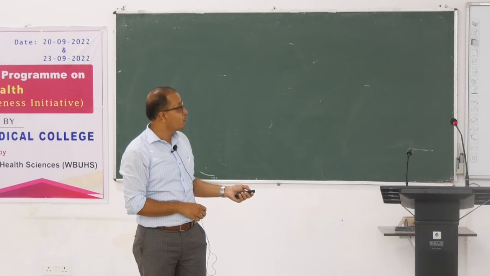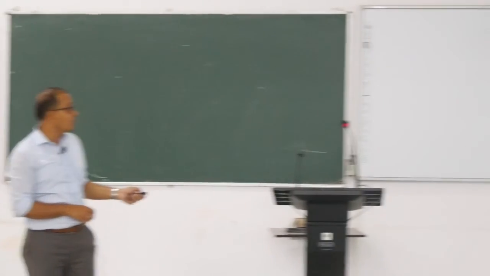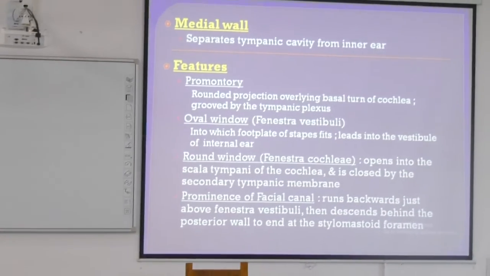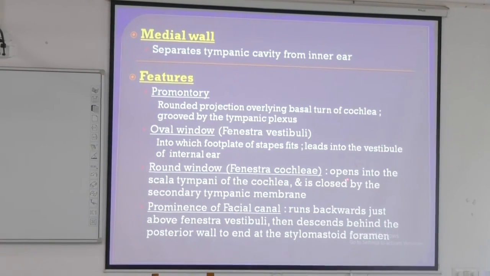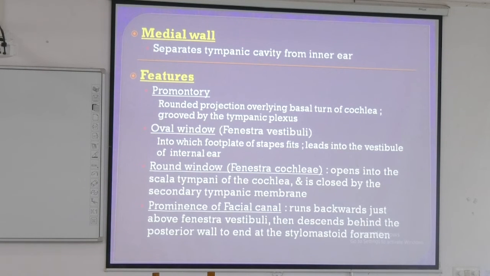Below the promontory we have another window, which we call the round window, a smaller one, the fenestra cochleae, a fine small hole. It is covered by a membrane which we call the secondary tympanic membrane. These are the features that you have to remember: a bulge, the promontory, on which there is a ramification of a nerve, the tympanic plexus; and above and below it we have two holes, the oval window and the round window.